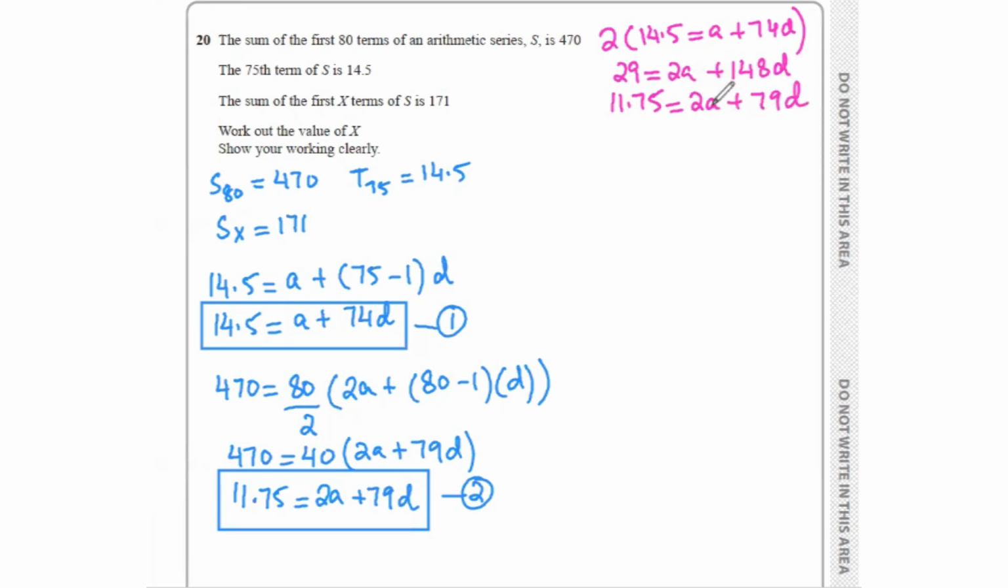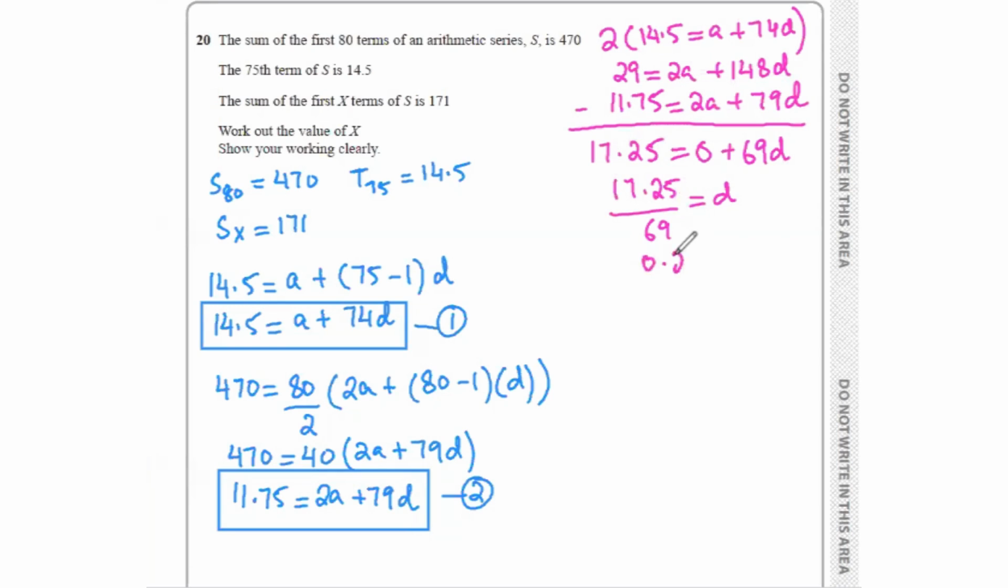Since A is positive in both the equations, to get rid of A, we need to subtract both the equations. So it's going to be 29 minus 11.75, which is going to give us 17.25. 2A minus 2A is 0. And 148D minus 79D is going to be 69D. 17.25 will be divided by 69 to find the value of D, which is going to be 0.25. That's what your common difference is for this arithmetic series.